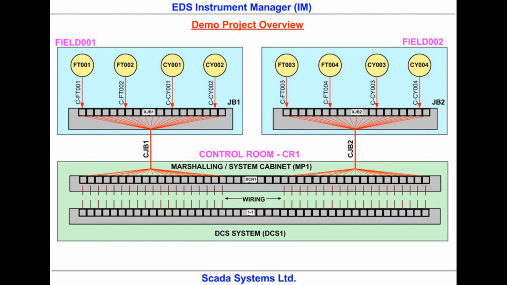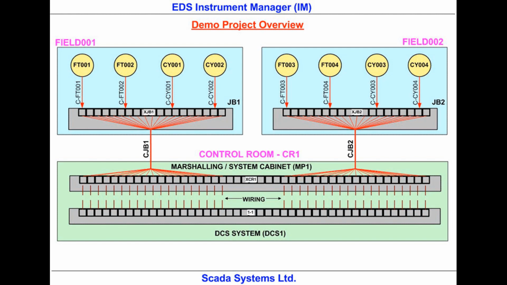From each junction box, a cable will run to a terminal strip, XCR1, in a marshalling panel, MP1, in the control room. There will also be a PLC cabinet in the control room, DCS1, and inside this I will place an 8-input analog I/O card. I will connect wires from the marshalling cabinet to this card.